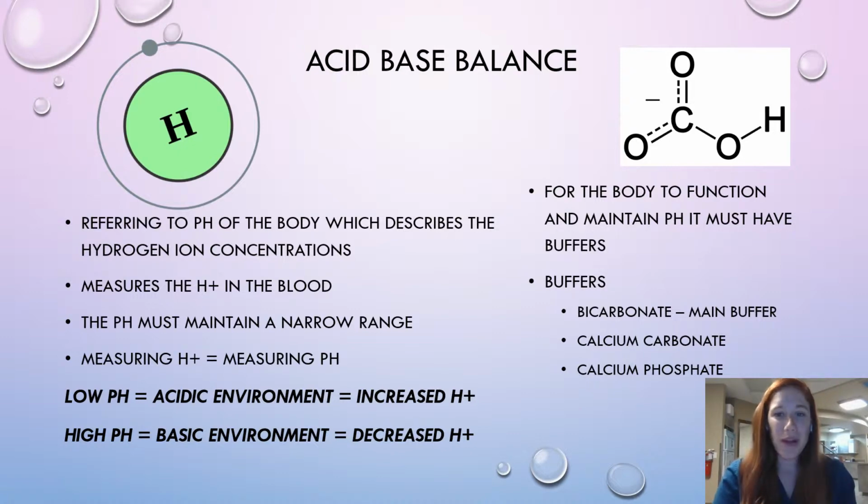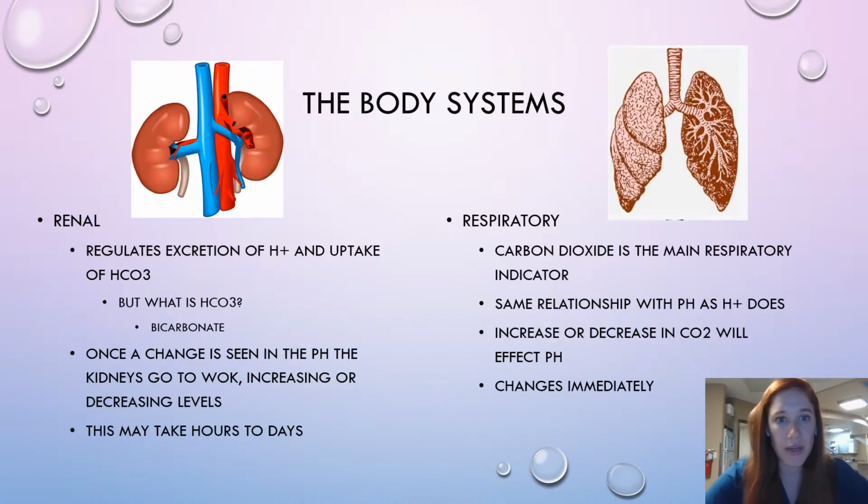So for the body to function and maintain pH, it has to have buffers, okay? We're talking about our pH and what happens if it's in an acidic or a basic environment. Well, overall, it has to have buffers. And what are buffers, you ask? Well, one is bicarbonate, okay? That's the main one. That's HCO3. We also have calcium carbonate and calcium phosphate. But the biggest one we're going to concentrate on is bicarbonate. Okay, moving on to our next slide.